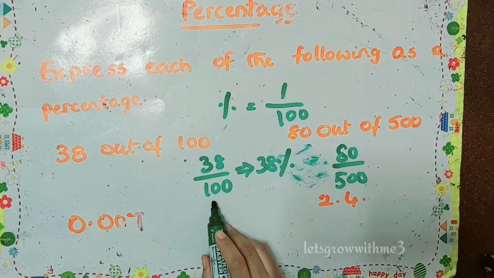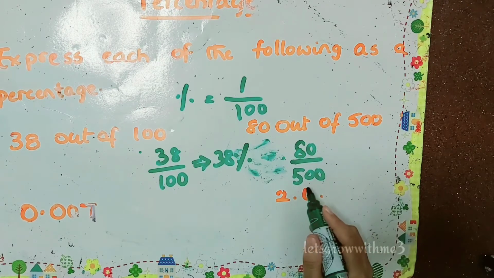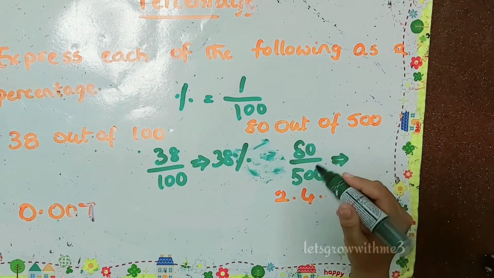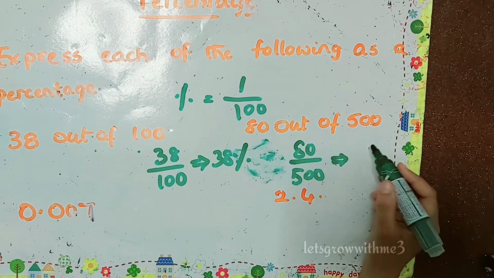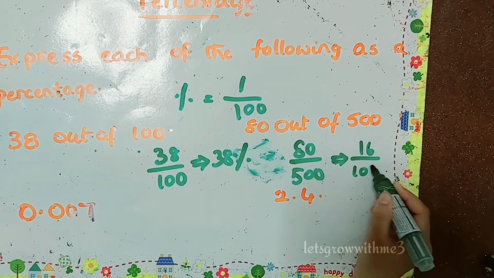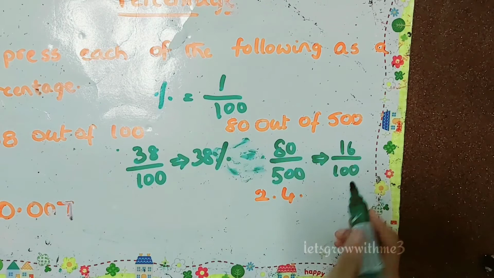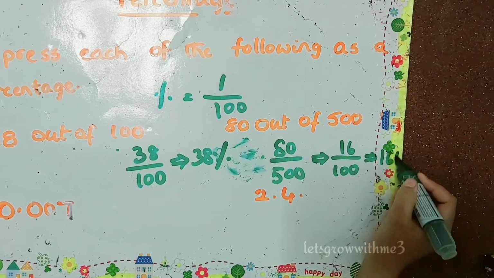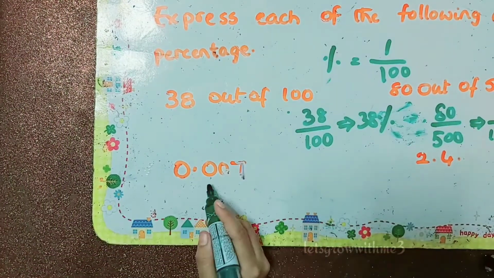Here in the denominator we don't have 100. In the earlier one we had 100, so it was very easy to write, but here we have 500. So we have to convert this fraction to something over 100, not 500. So I want to take out the common factor here. If I take out 5, 16 fives are 80 and 100 fives are 500. So now I converted the denominator from 500 to 100 by taking out the common factor between numerator and denominator. So 16% is my answer.